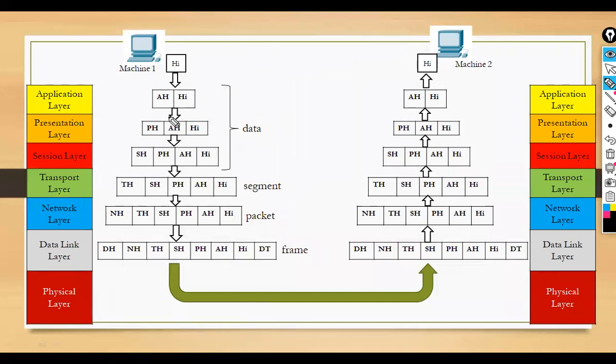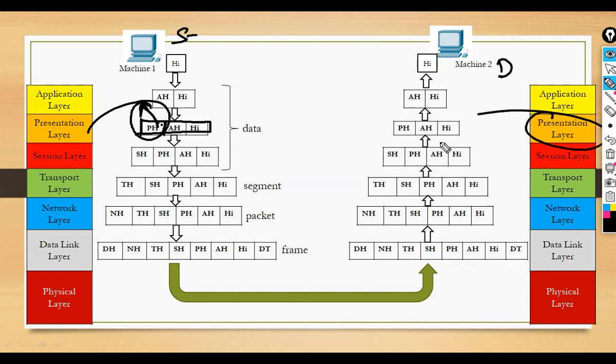Now, one more thing. I told you that at the source side, the presentation layer, or any layer, will add the headers. And these headers are removed at the same layer at the destination side. Suppose the presentation layer is adding something, and at the destination side, the same presentation layer will be removing the presentation header. So you can say there is a kind of same layer interaction.